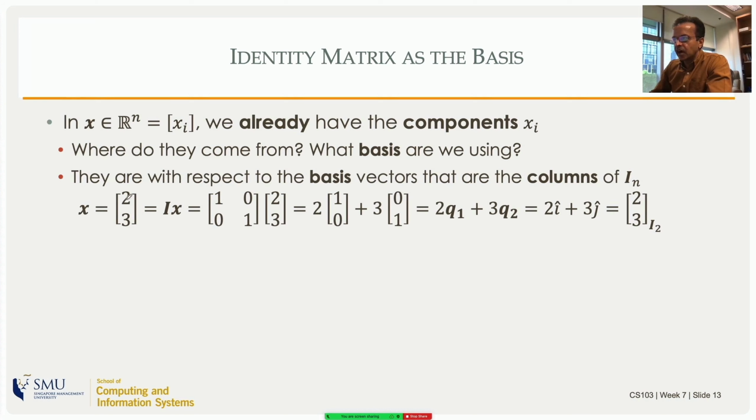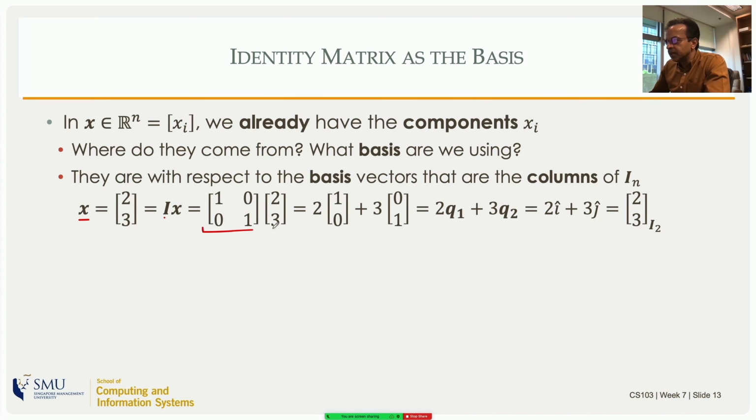Suppose I have a vector in R2 and I have two components, 2 and 3. How can I even say that 2 and 3 are the components? Where do I get the numbers 2 and 3 from? What I'm saying is that it actually comes from the identity matrix. The identity matrix in R2 by 2 is 1, 0, 0, 1. Multiply that with my original vector x, and I should get the original vector back.